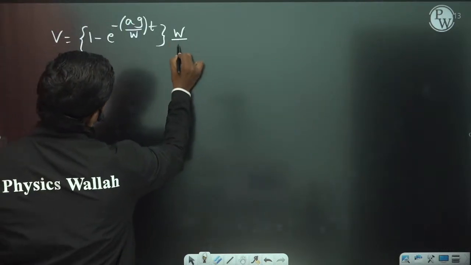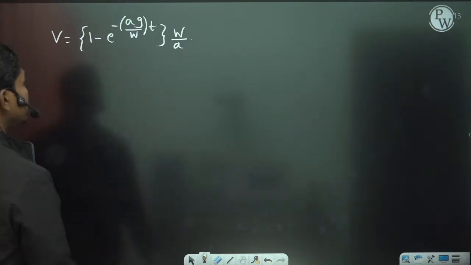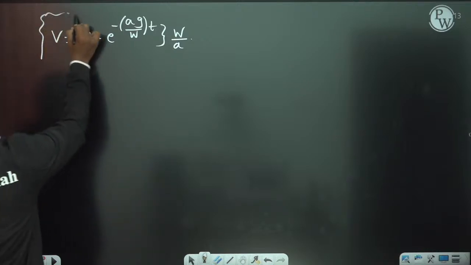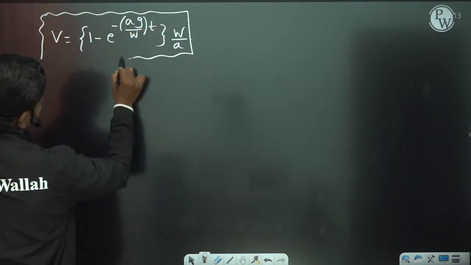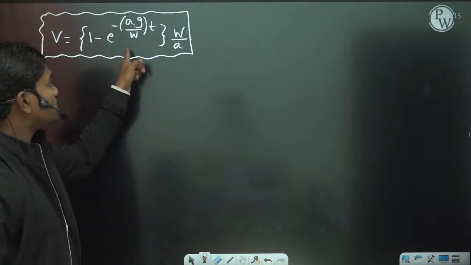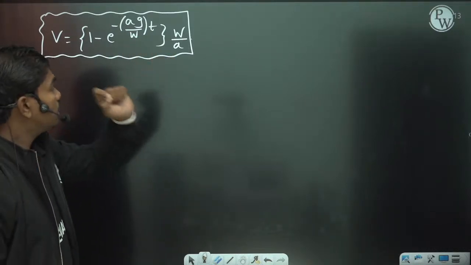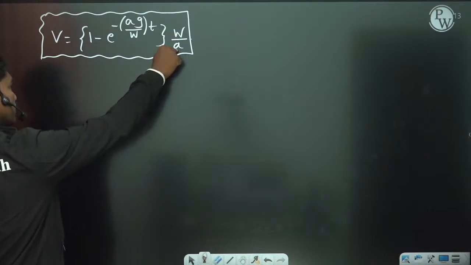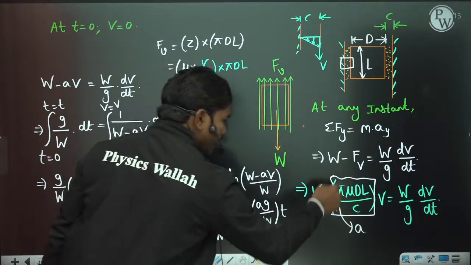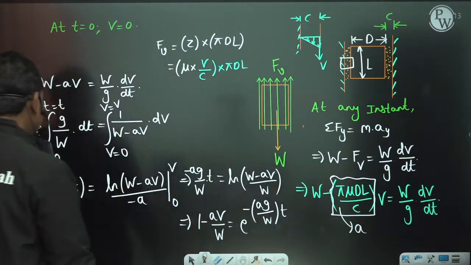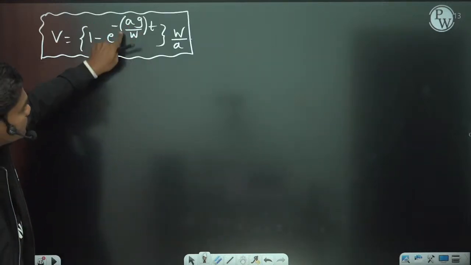W by a, it comes into the multiplication. Now tell me, this is the final expression for the velocity. Now tell me one thing, this function is an exponential function, correct? And you can observe one thing, this w is positive, small a is also positive, because in small a all these quantities are positive. So this complete expression is positive.